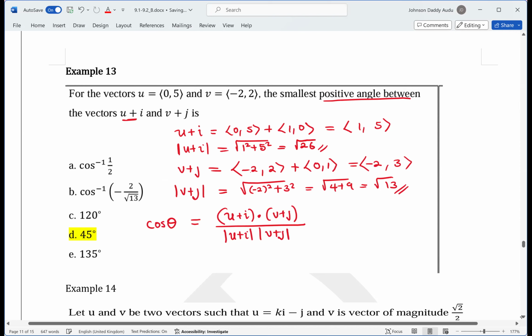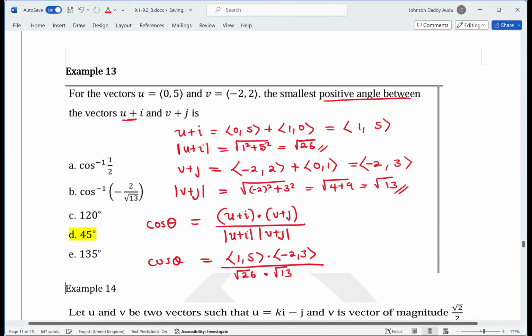But so far so good. We have not calculated the dot product. So what is u plus i? Don't forget, u plus i now is vector 1, 5. Then you dot it with which vector? Minus 2 and 3. Then you divide by the magnitude of u plus i, which is already known, root of 26. The magnitude of v plus j is root of what? 13. So this is what we have to solve, right?